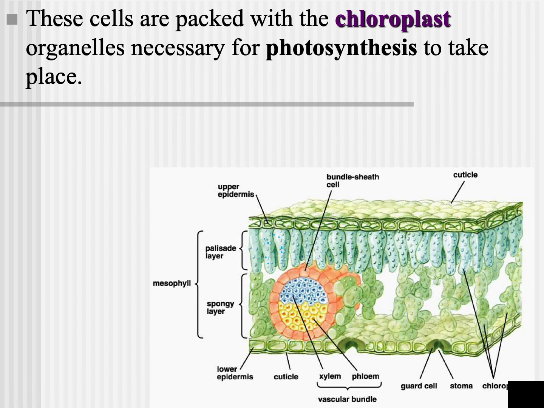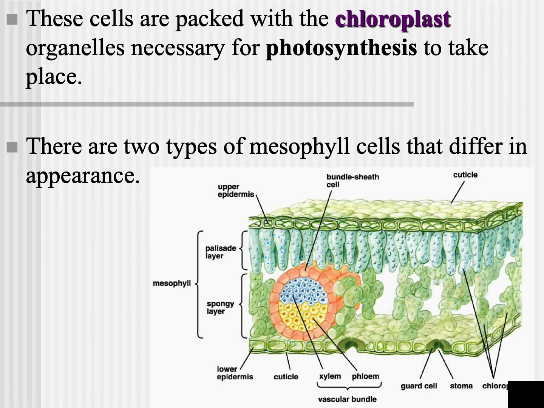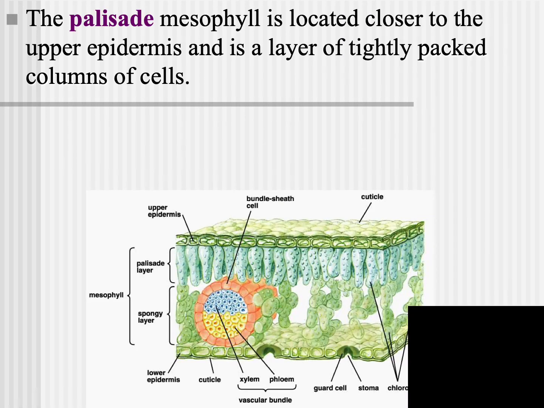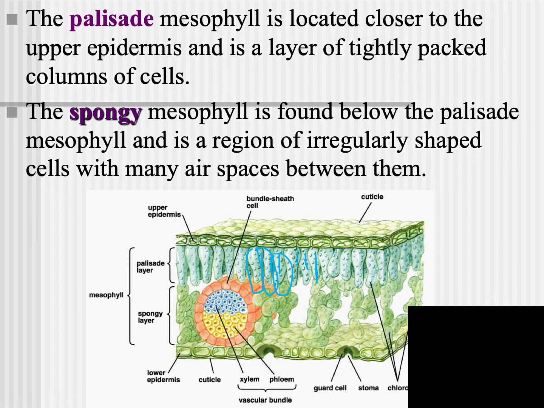One of the things that I want you to notice is that the upper layer, the palisade layer, is more tightly packed together. So there are no spaces in between these, right? They're right next to each other, and they're long and columnar, meaning they're long and skinny in shape. Now, that's different than the spongy mesophyll. Down here at the bottom, the spongy mesophyll, there are holes in between them.